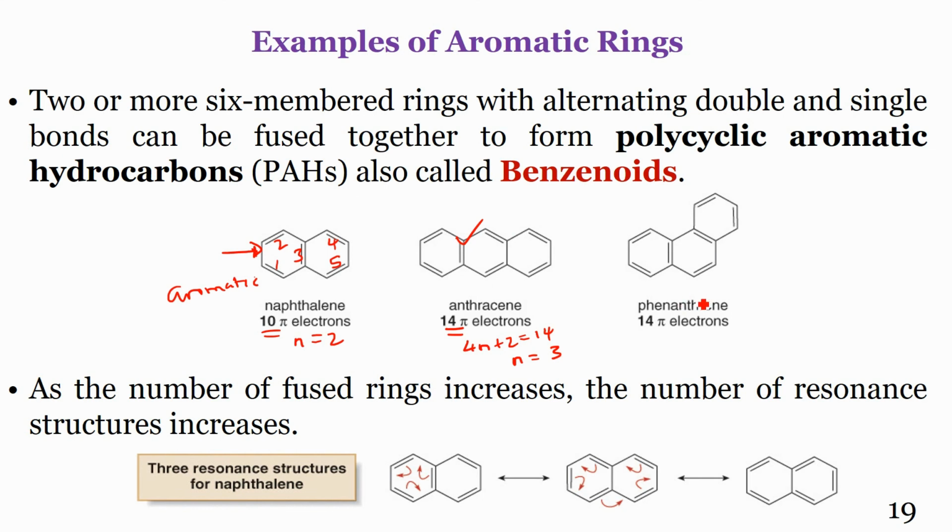This is phenanthrene, an isomer of anthracene. It has 14 pi electrons again. So if this is aromatic, that should be aromatic. The compounds which have hydrogen and carbon only in their structures, and they have fused benzene, are called benzenoids.